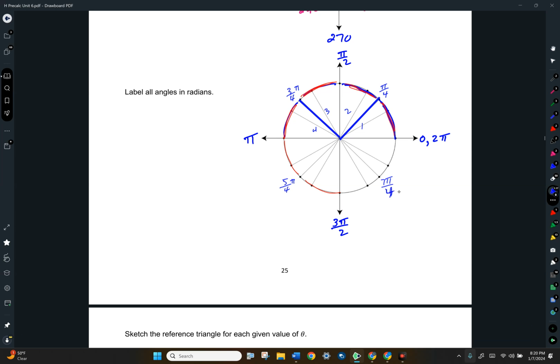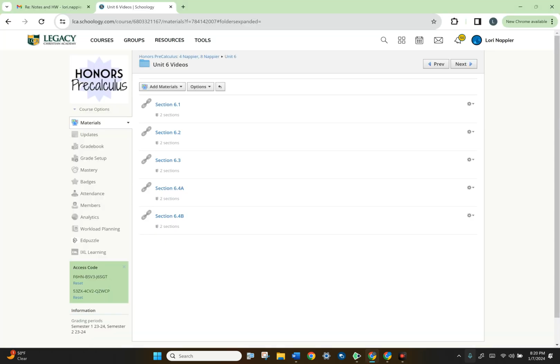Okay, so now let's talk about these 30-degree lines. This one was 30, and we know that pi over 6 is 30 degrees, right? Because 180 over 6. So each of these 30-degree marks is going to be another sixth. If I go up to here, it's going to be 2/6, which would be 1/3. So pi over 3.